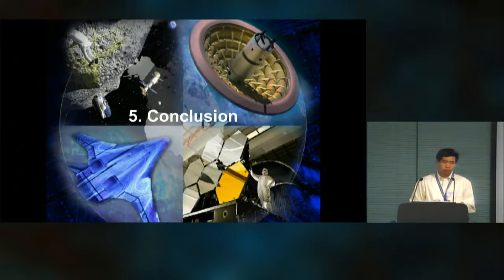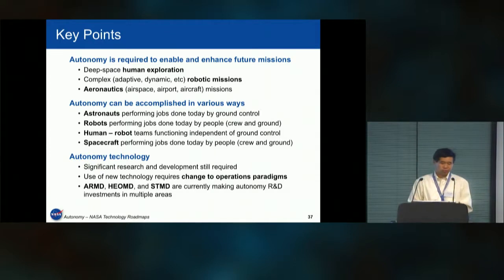Let me just wrap up here and be happy to take questions for a few minutes by pointing out that autonomy is something that I firmly believe is required to enable and enhance future missions, particularly deep space exploration, whether it's human or robotic, that are more complex, especially in environments that are adaptive, dynamic, places where we really worry about engaging with the environment in ways that we can't just plan ahead of time.